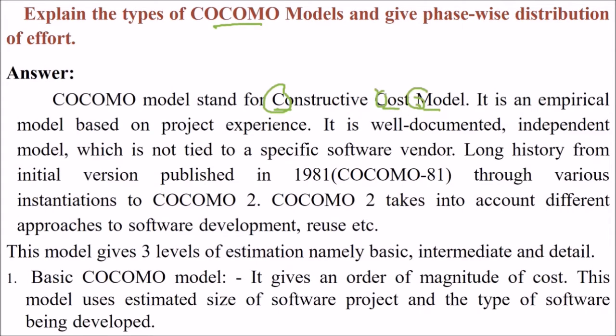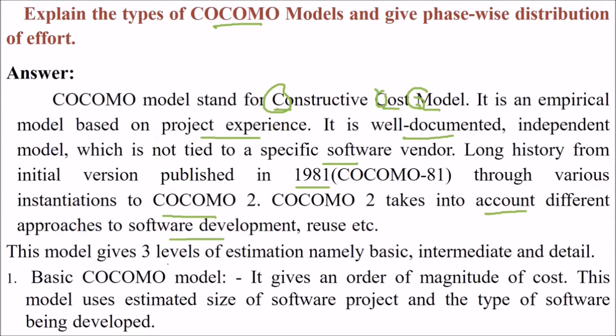COCOMO is an empirical model based on past project experiences. It is quite well documented and it is an independent model, not tied to any specific software vendor. There is a long history, with the initial version published in 1981, COCOMO 81, and then various instantiations up to COCOMO 2. COCOMO 2 takes into account different approaches to software development, reuse, etc.